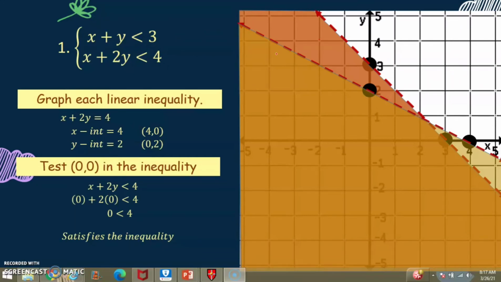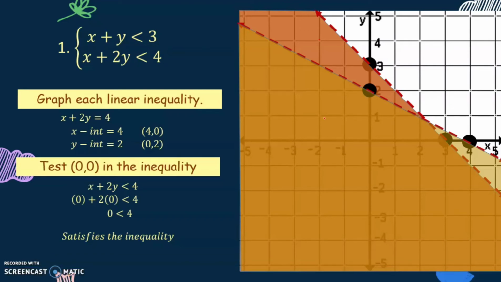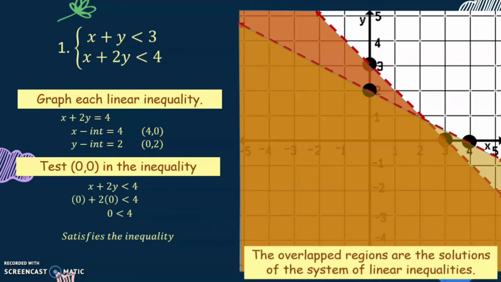Also, all the ordered pairs found on the broken line are not solutions of the system since we used a broken line. Okay, so this is the solution of the given system of linear inequalities. Let's try the second system of linear inequalities.